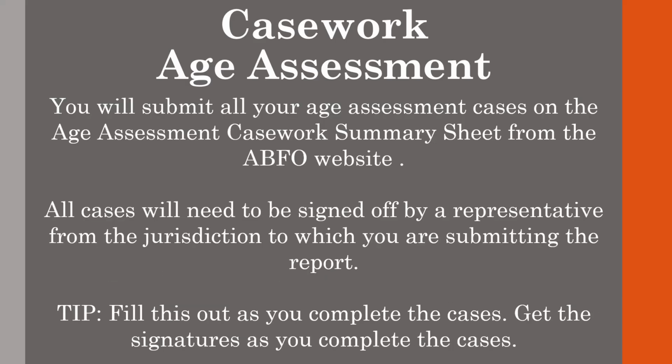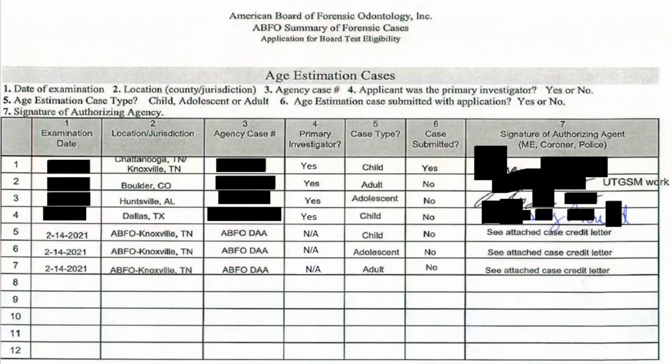Just like the ID cases, there is an age assessment casework summary sheet. Again, they will have to be signed off on by a representative from the jurisdiction. If you fill this out as you go and get signatures as you go, it makes things so much easier. Here's an example of what that looks like. You will notice there are dates here for when the records were collected. Here's the jurisdiction. These are the 3 workshop cases that I just listed, ABFO and where the workshop was that year. The case numbers are there for the ABFO, just DAA will work.